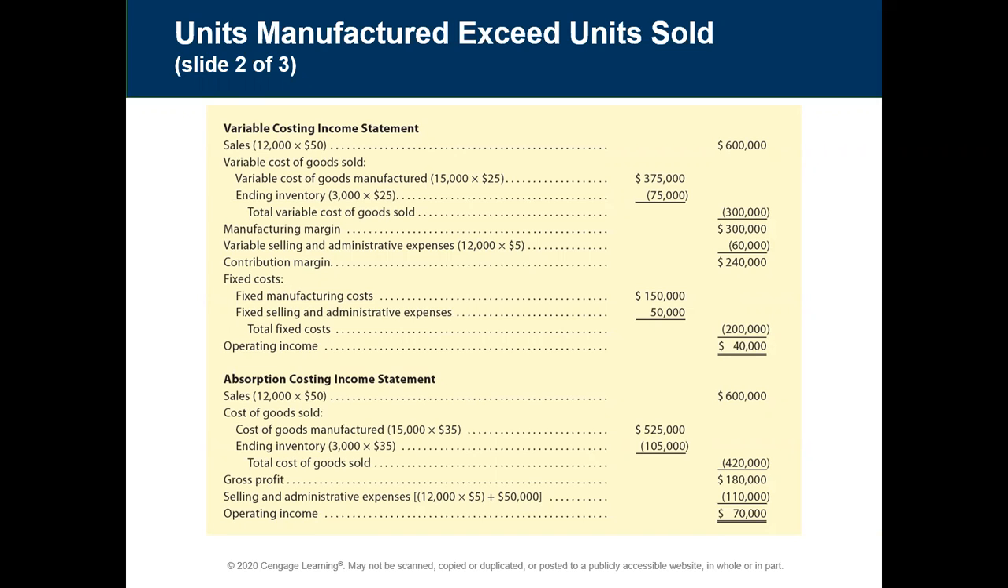Right. So this becomes important, okay? Because when we're trying to make decisions using this data, we have to recognize that the difference between variable costing and absorption costing is that we're going to have a difference in net income or operating income, and that's going to be based on the number of units still sitting in inventory at the end of the period and the fixed costs that were absorbed into those units.